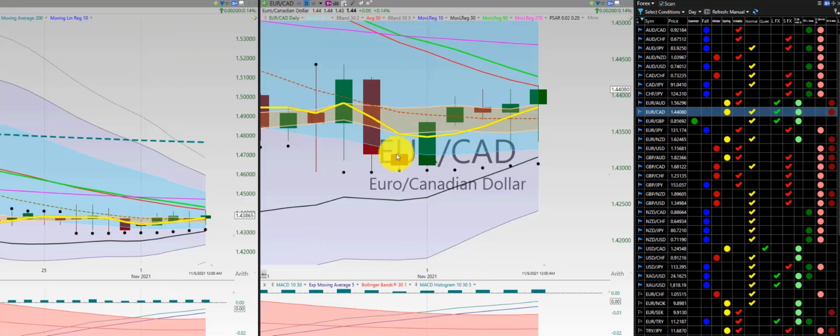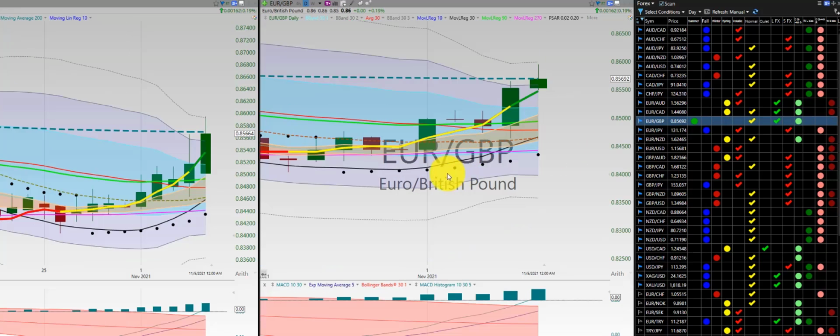Oh, and initial trade here on Sunday for a loss here, the highest candle. Euro, British pound, initial trade here, out for a small loss. Initial trade here, out for a loss. Initial trade here, out for a gain.